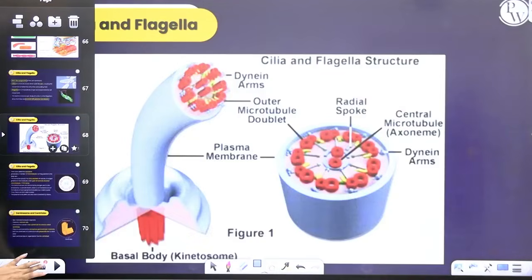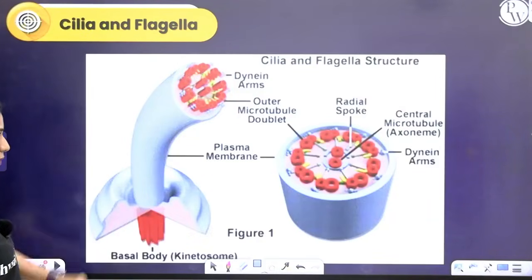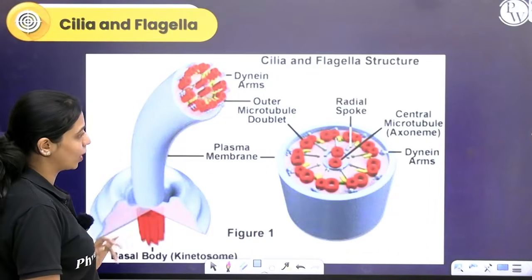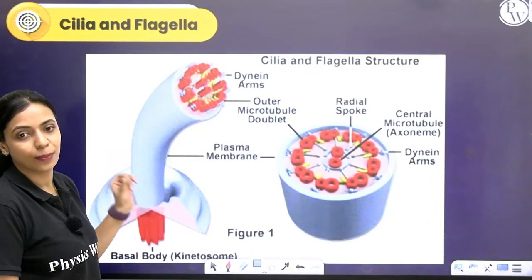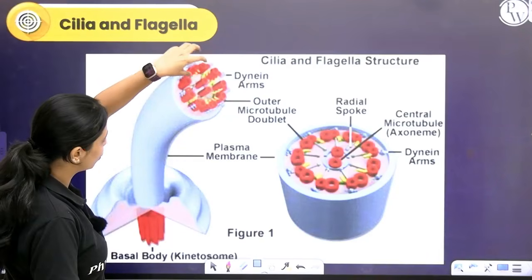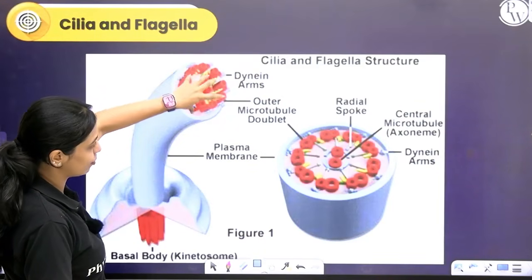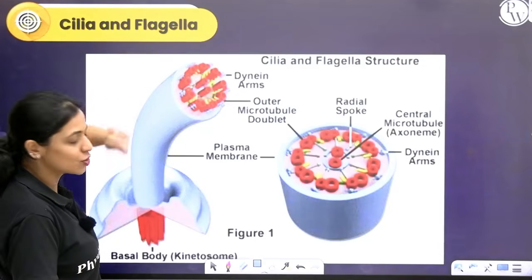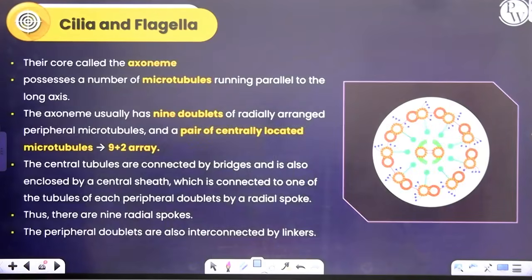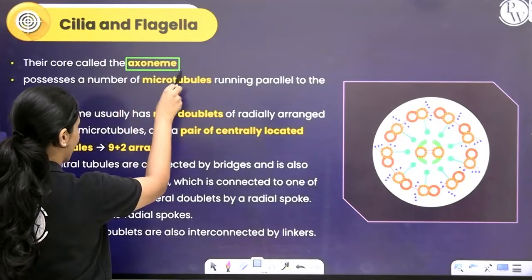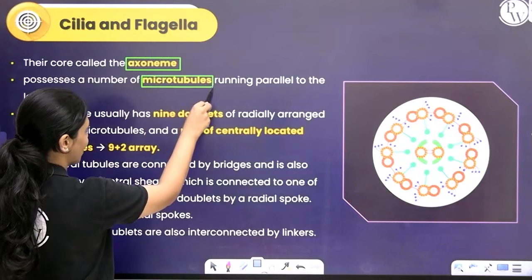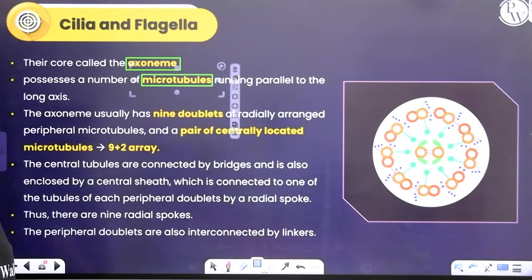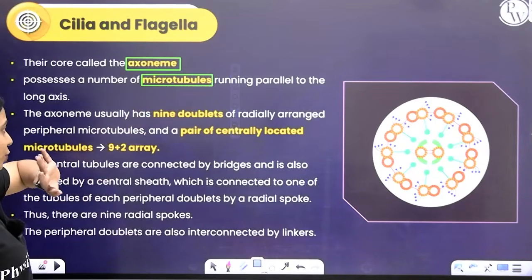Here's what its structure looks like. This is one flagellum, let's say. Cilia also structure is the same. Outside what you're looking at, blue color, that is the plasma membrane covering. The core that is present inside, made up of microtubules, made up of proteins, that is called the core or the axoneme of the flagellum or cilia. Okay, it's called the axoneme. It's made up of microtubules. Where else have you heard about microtubules? I just told you they are one of the cytoskeletal elements present in the cell, right? So it's the same microtubules.